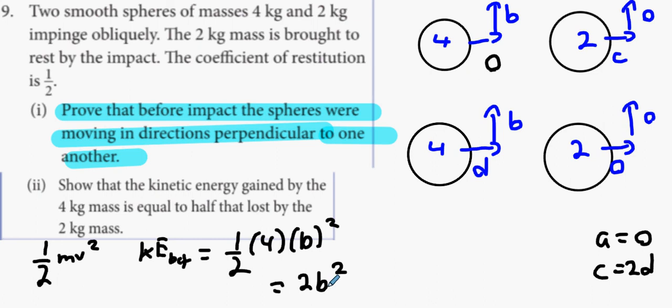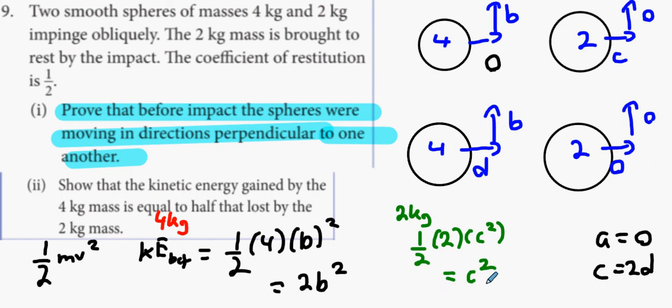Okay. Now that's the 4 kilogram before the collision. Let's do the 2 kilogram before the collision as well. 2 kilogram before is going to be a half 2 c squared. So half 2 times c squared is c squared. So kinetic energy of 2 kilogram before collision is c squared. Kinetic energy of the 4 kilogram before the collision is 2b squared. Yes?